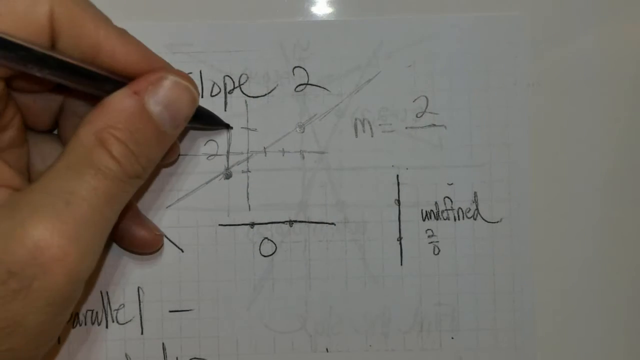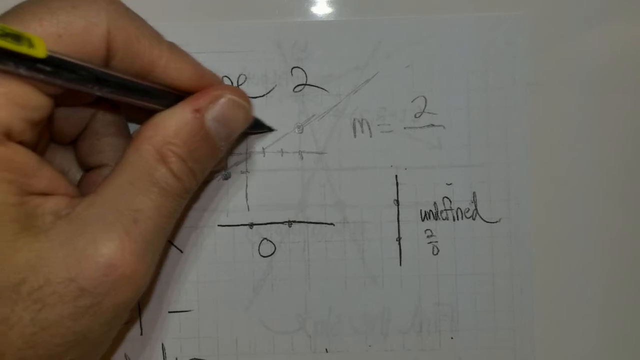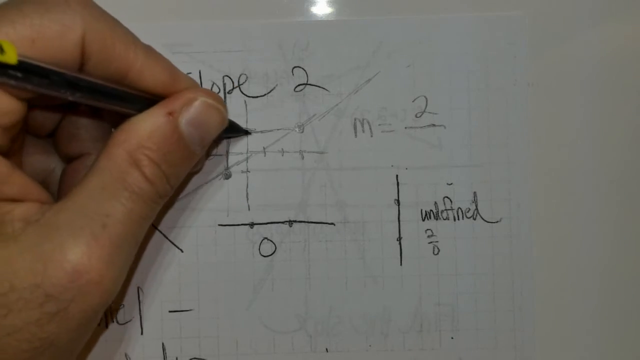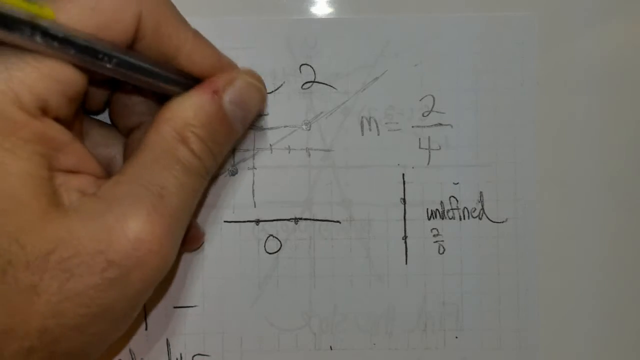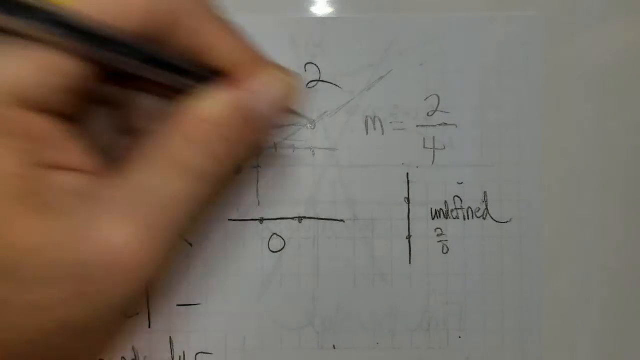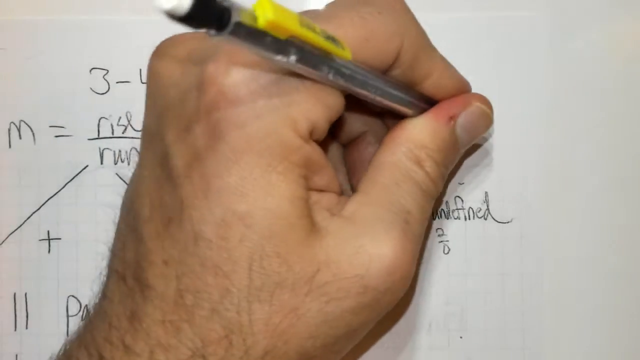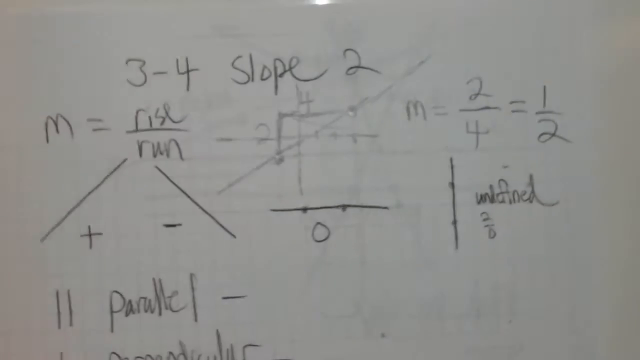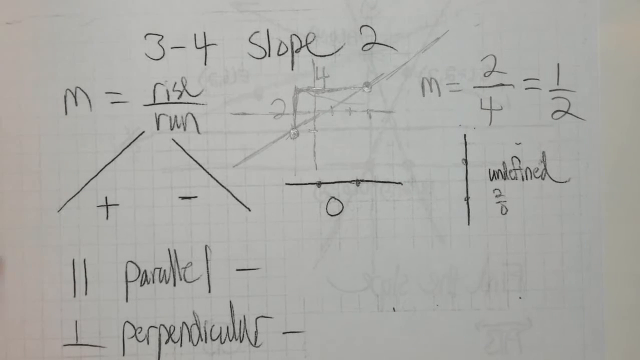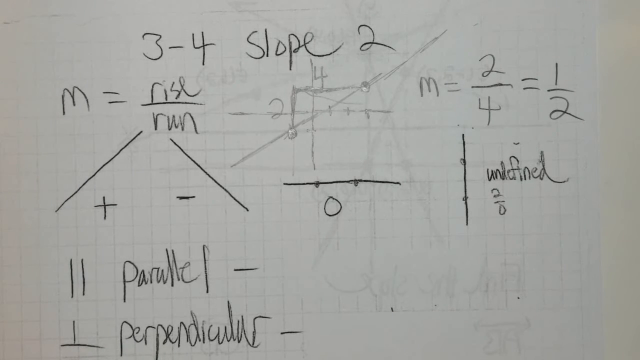Now we need to figure out the run. How far do we have to run? My run's going to be 1, 2, 3, and 4. And so rise over run would be 2 over 4. And reducing down, that would give me a slope of 1/2. So 1/2 is the correct slope for this particular line. So again, that's an example of how you would find the slope using rise over run.